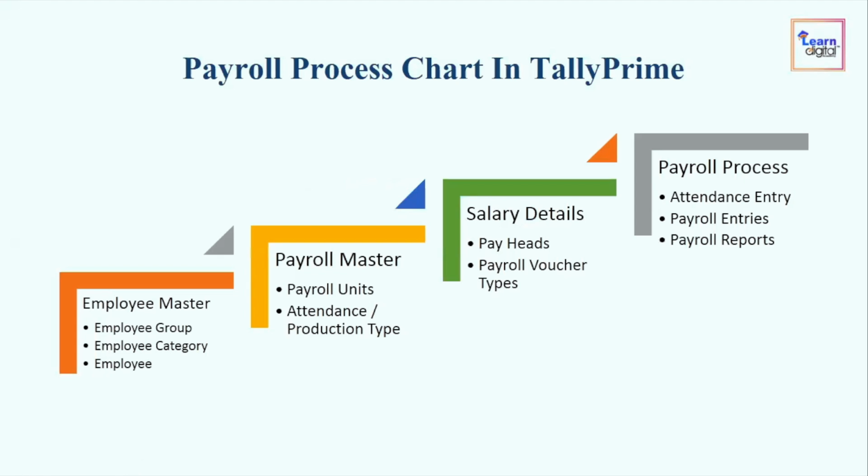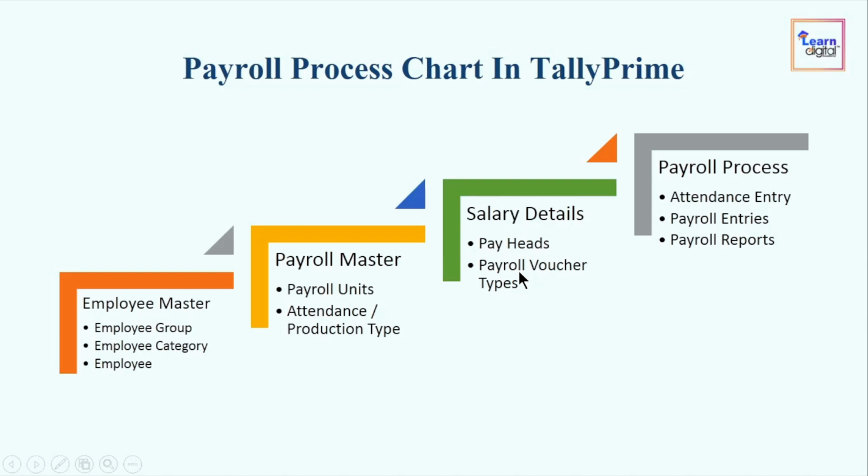See, till now we have learned the payroll process chart in TallyPrime. In that we have created employee masters, we created employee category, group and employees. Then we have created payroll masters. In that we created different payroll units and the attendance or production time. Afterwards we have created basic pay heads and the statutory pay heads. So different types of salary details we have entered. Also we have defined the salary structure.